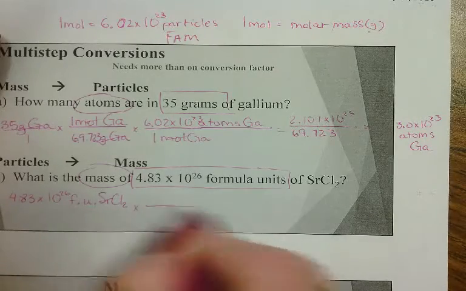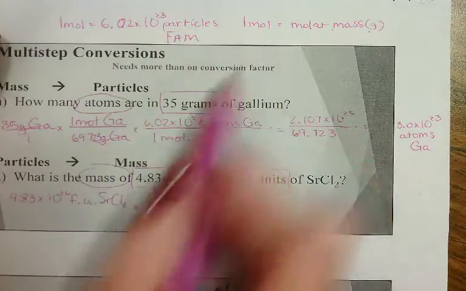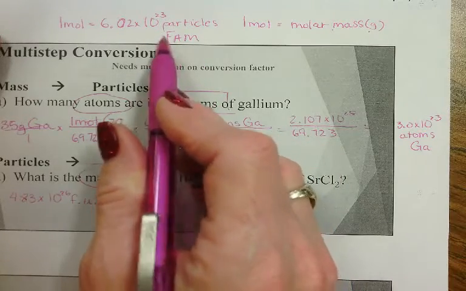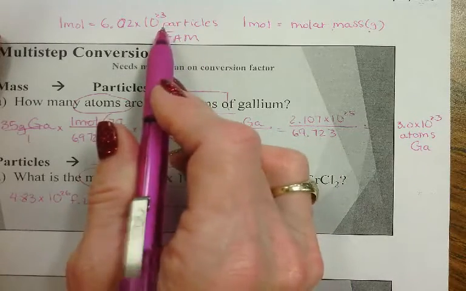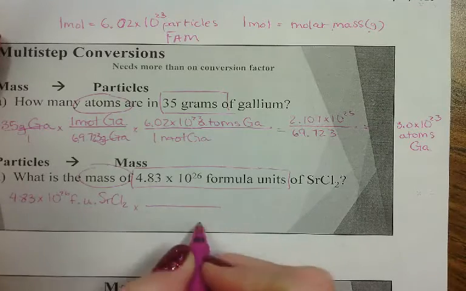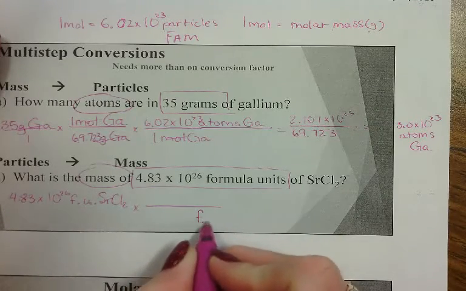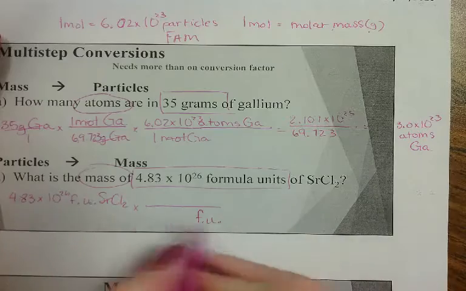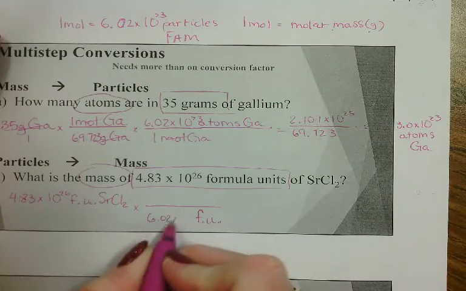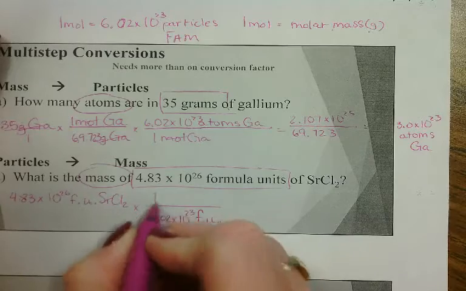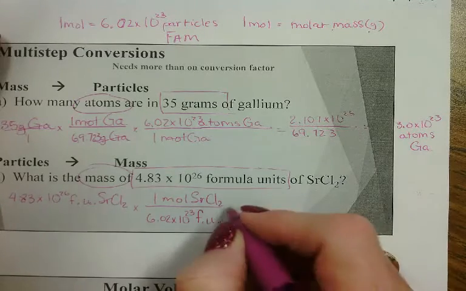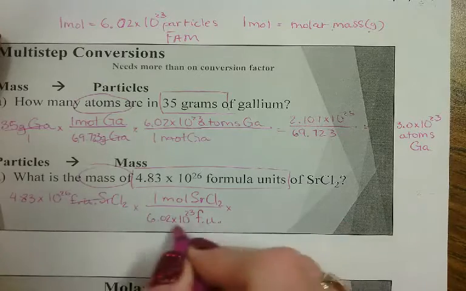How do we know which one to use? Well, formula units, the F in FAM, so I'm going to use particles. I'm going to use Avogadro's number equals 1 mole. How do I know which place to put it? I just go down the unit, put formula units down here, so in front of formula units goes Avogadro's number, and 1 mole of strontium chloride goes in the numerator. That's how I know. So my formula units cancel.